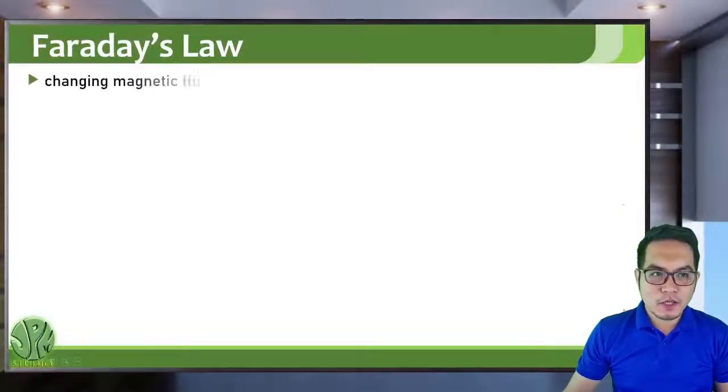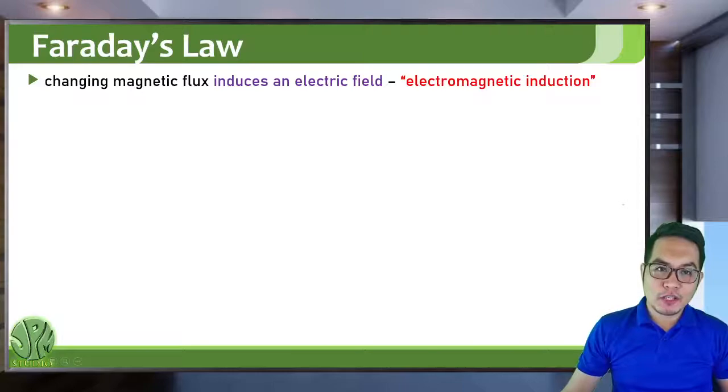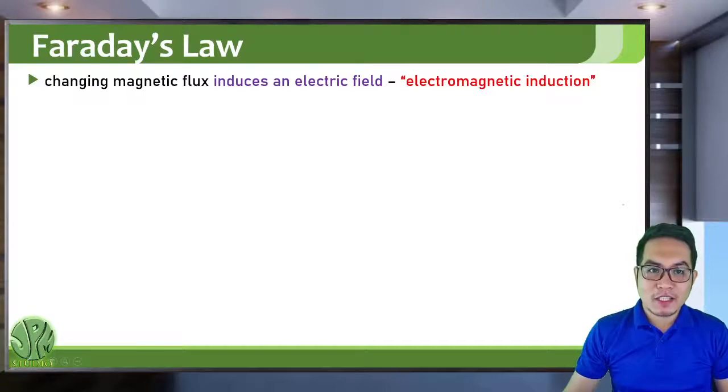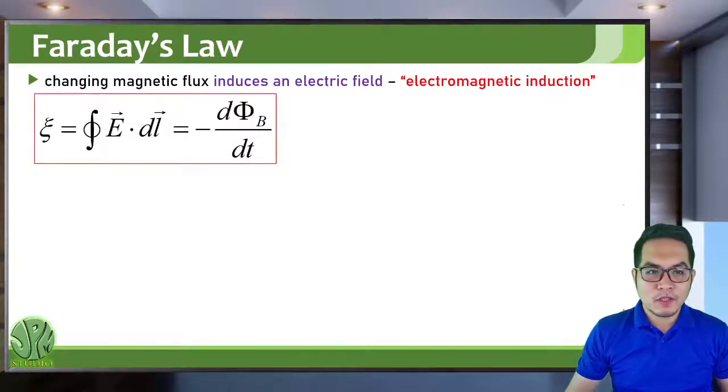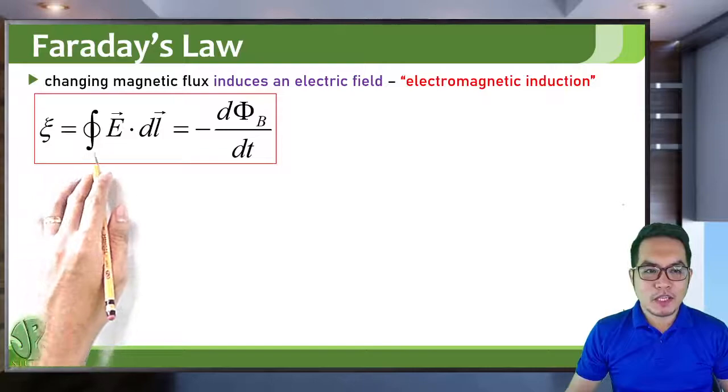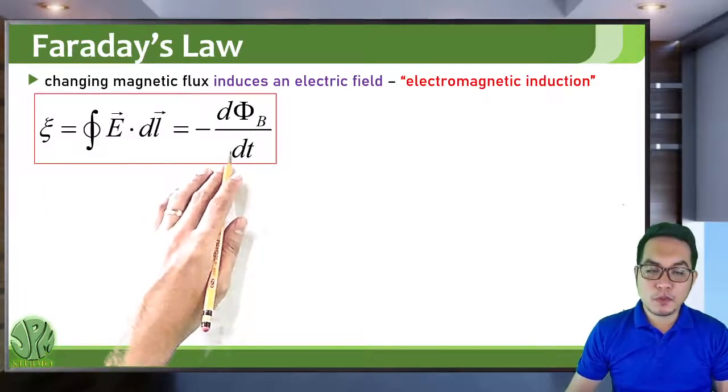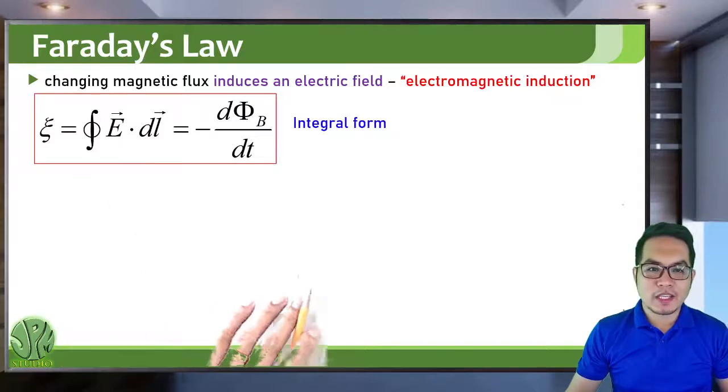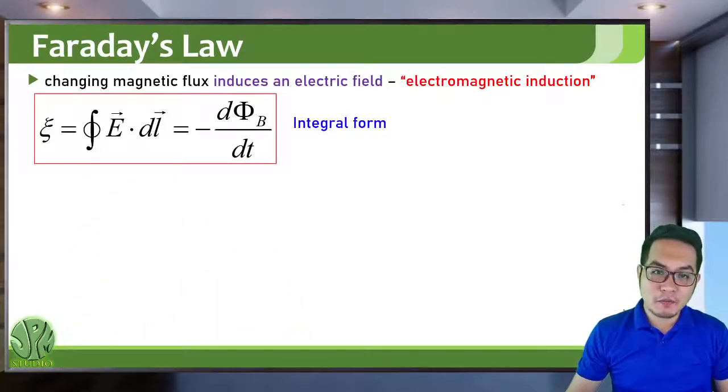Faraday's law describes how a changing magnetic flux can induce an electric field, and this is the basic principle of electromagnetic induction. You have learned the basics of electromagnetic induction in your basic electromagnetism course. Basically, we relate the motional EMF and the flux rule for motional EMF, and we get this equation. This is basically the integral form of Faraday's law.